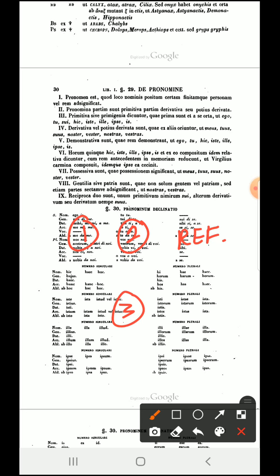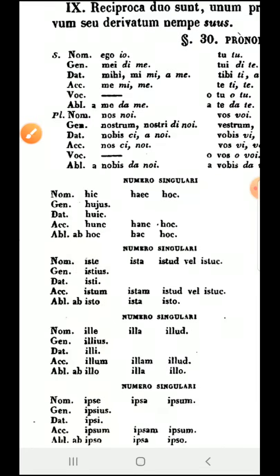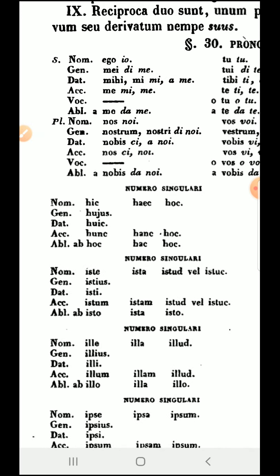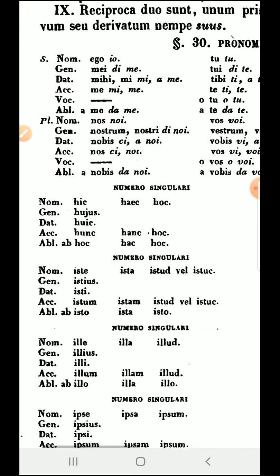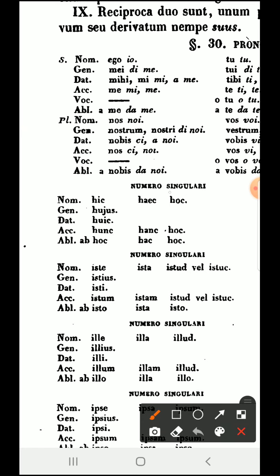Let's take a look at these declensions. Let's zoom in to this first declension. Now we've already seen this before. Here we have the singular. Make sure you notice here that the singular is in view. We have the nominative forms hic, haec or hæc, and hoc.